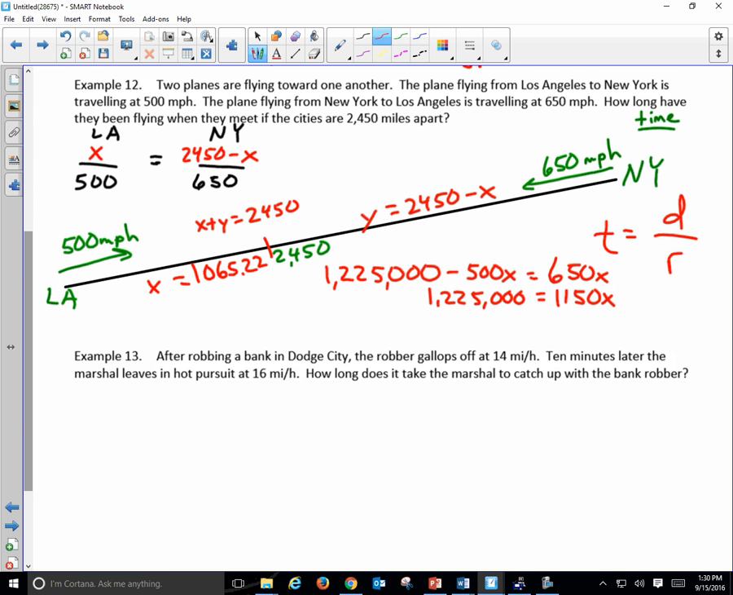Which one? 500. This refers to the LA plane, so I'll take 1,065.22 and divide it by 500, and I get 2.13 hours. I took 1,065.22 divided by 500, because in order to figure out time, I take distance and I divide it by rate.